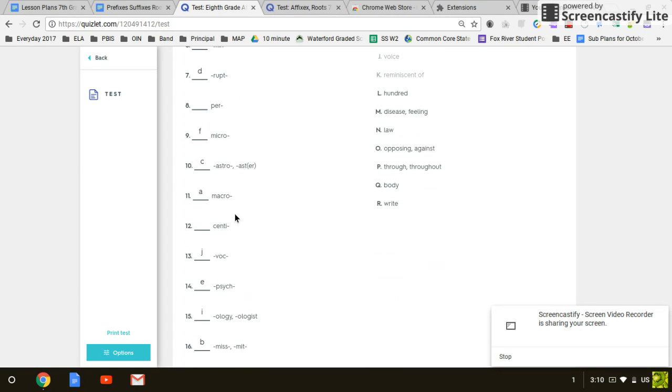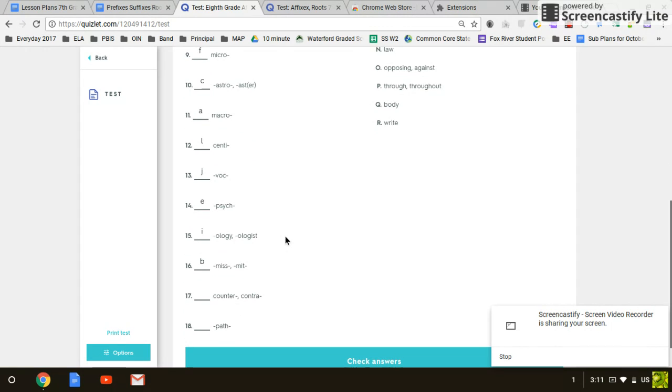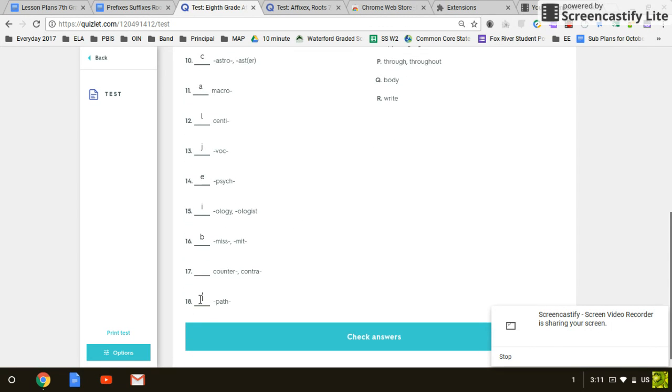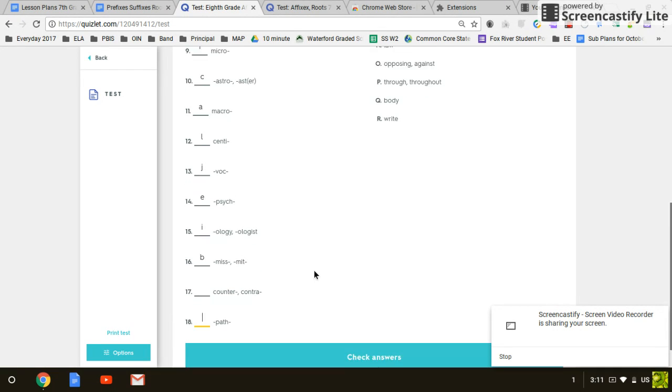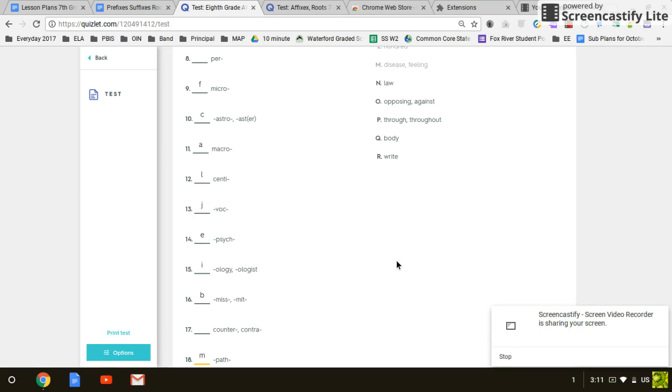Next, we have centipedes. Centipedes have about 100 legs. That is L right there. Now we have M, pathology. There we go. Pathogens. Two words that I remember that are diseases and remind me of disease or feeling. Next, counter. Contra is against.